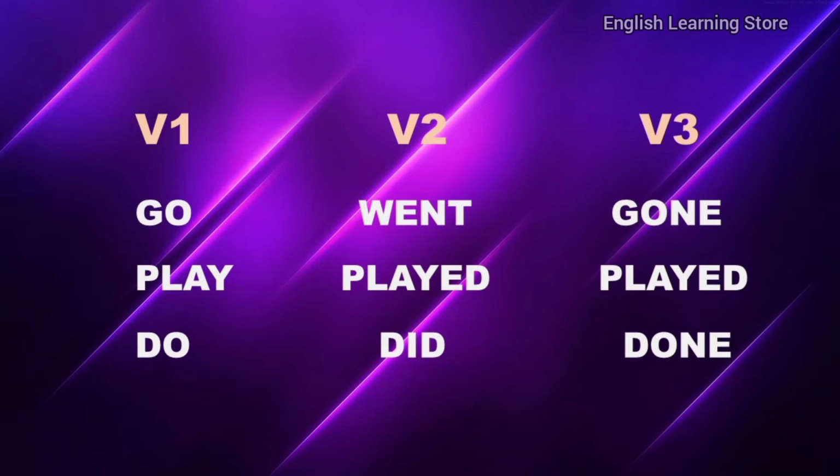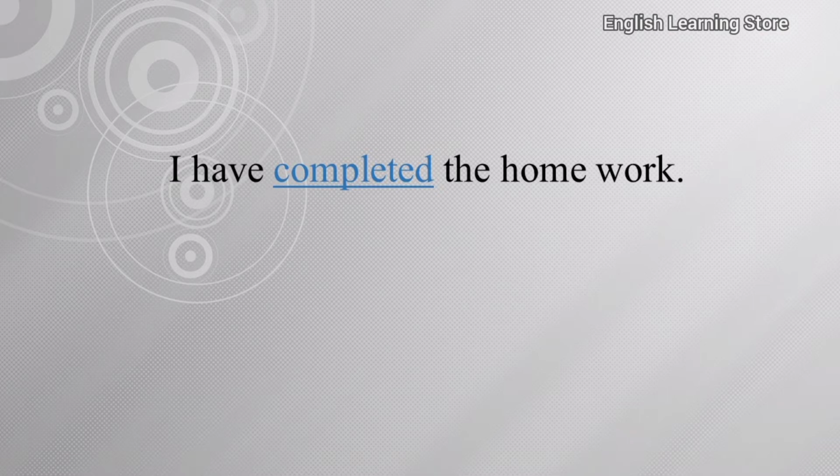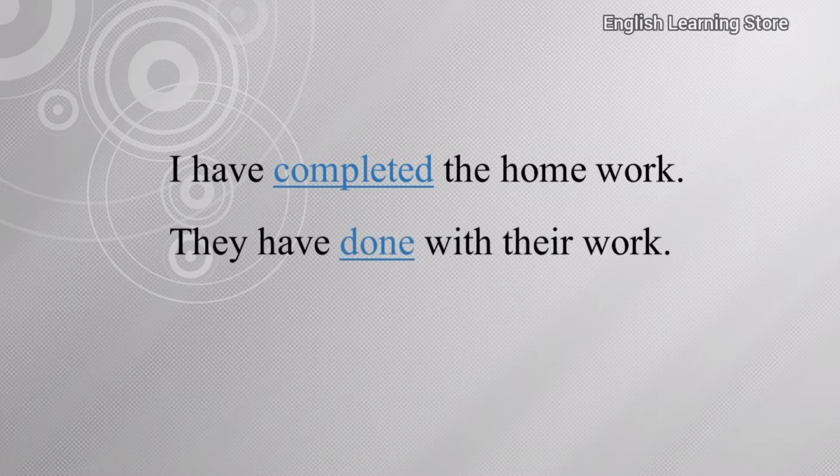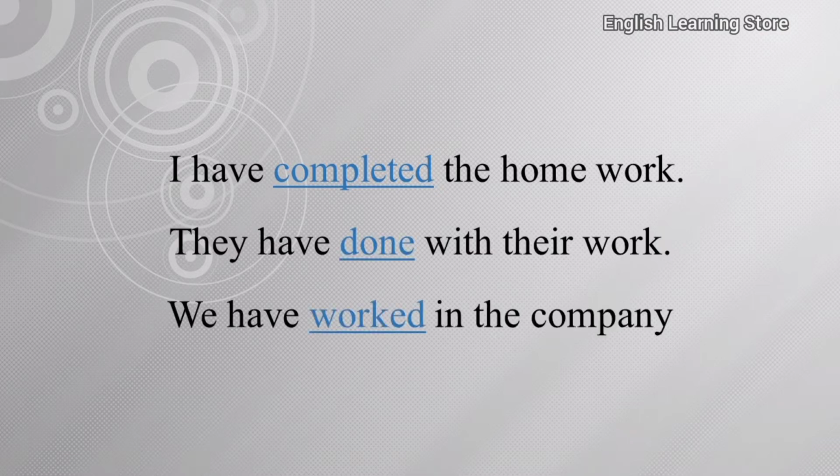While you're using the words had, have, and has, you should always use only verb 3 in your sentences. For example, I have completed the homework. They have done with their work. We have worked in the company. In all these sentences, after have, I have used only the verb 3. We shouldn't use verb 1 or verb 2, but we should only use verb 3.